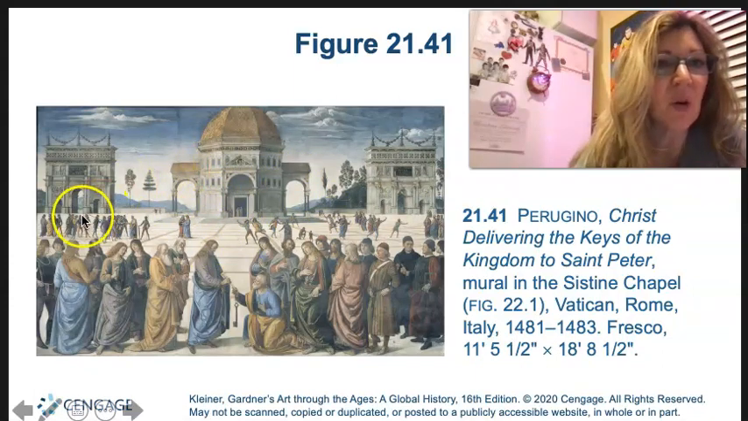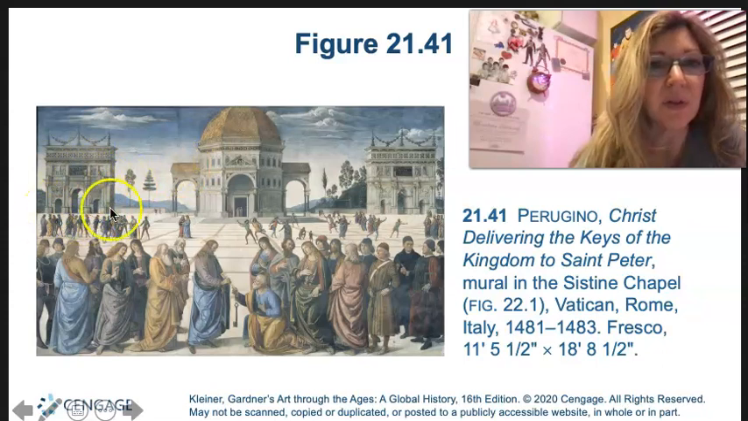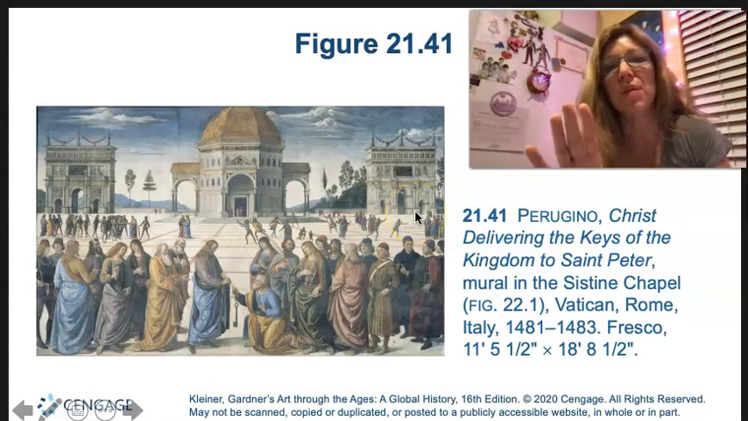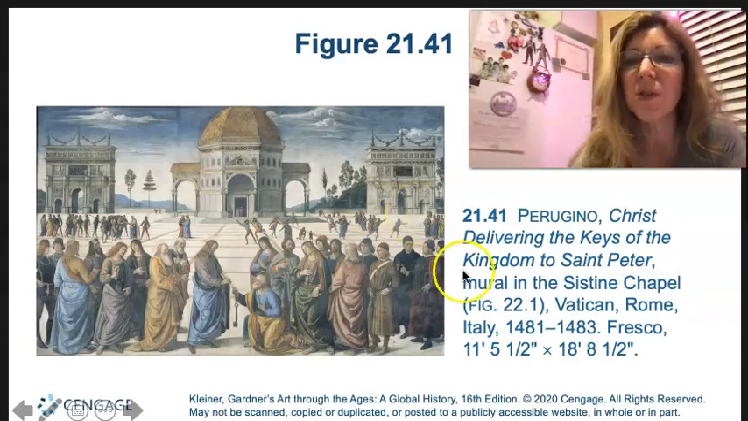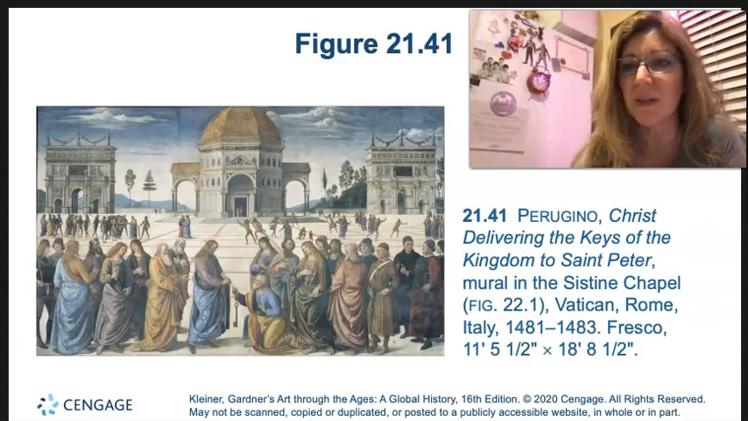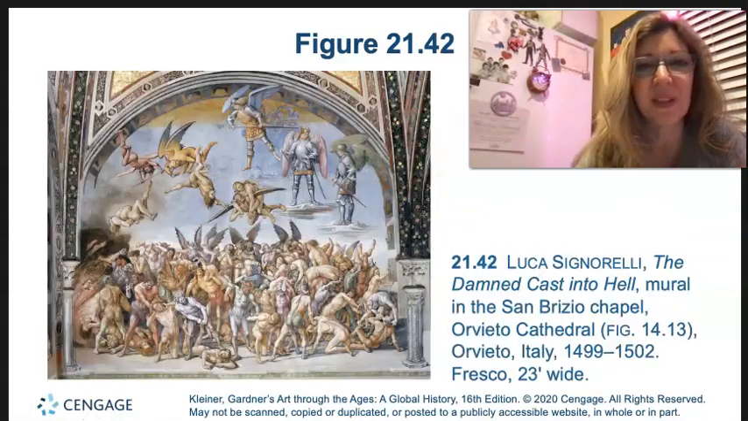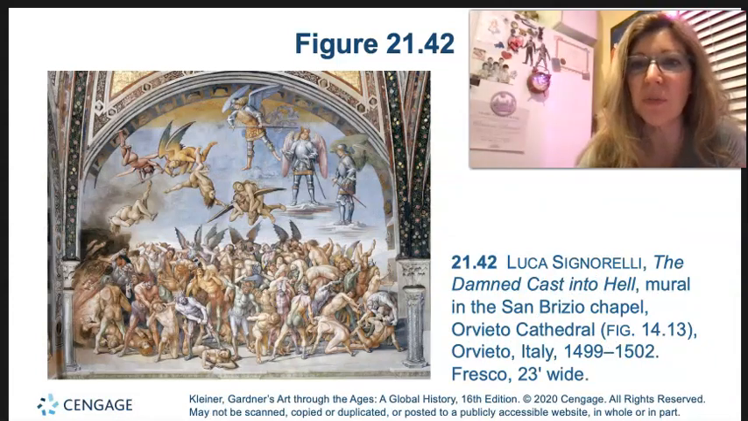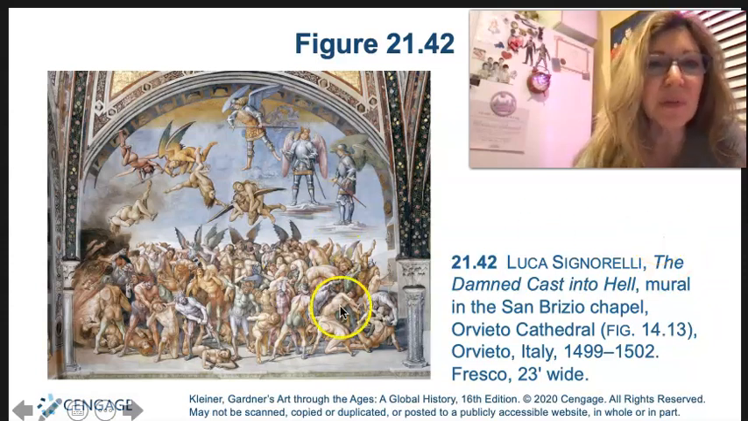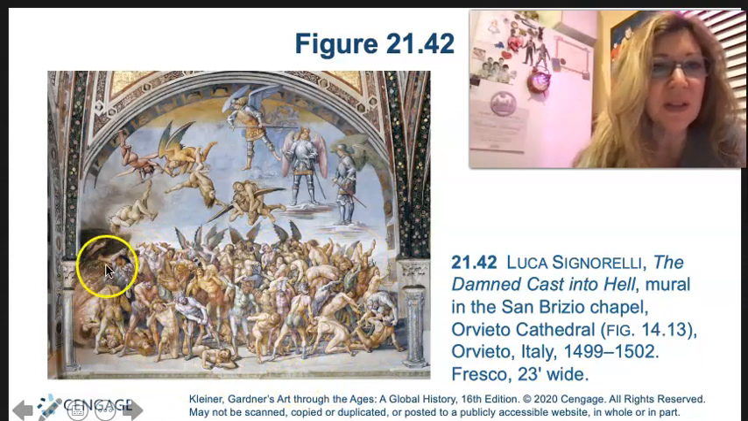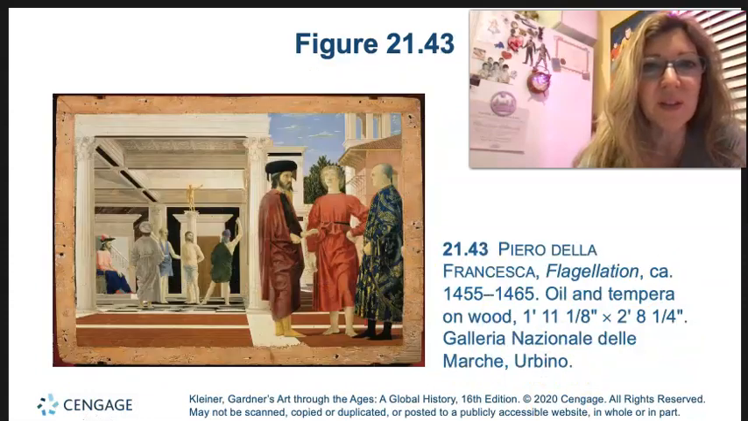If we didn't know about these triumphal arches, we wouldn't have known this was it's all clues, symbolism. Perugino is the artist who painted Christ delivering the keys of the kingdom to St. Peter, just in case you missed that. Okay, this is Signorelli. Signorelli is the artist who showed the most interest in depicting the human body in violent action. As we can see here, the damned are cast into hell. Everybody's twisting and turning. Goodness gracious.